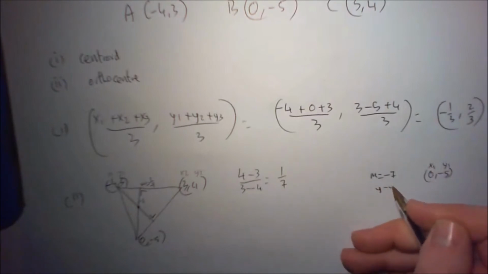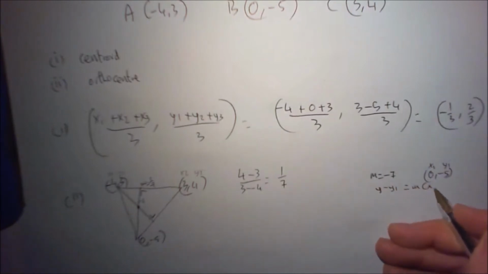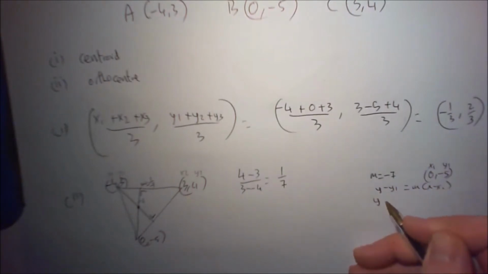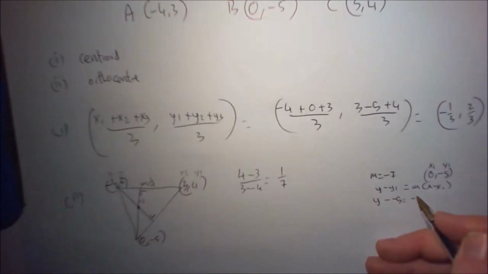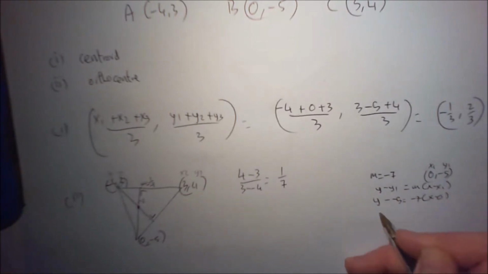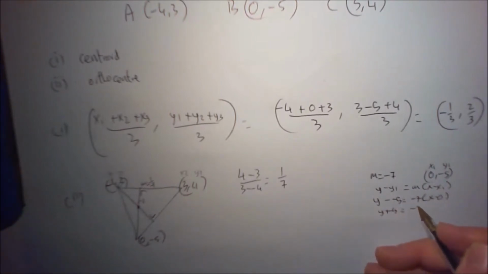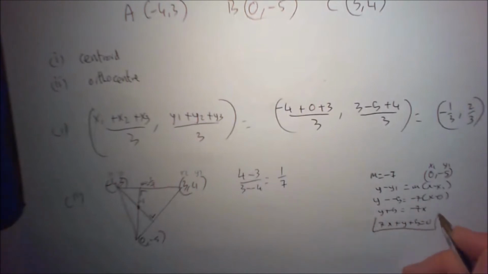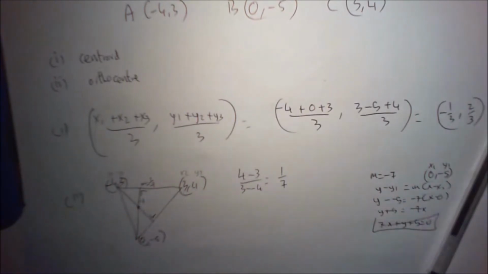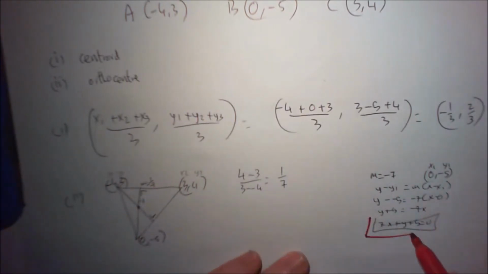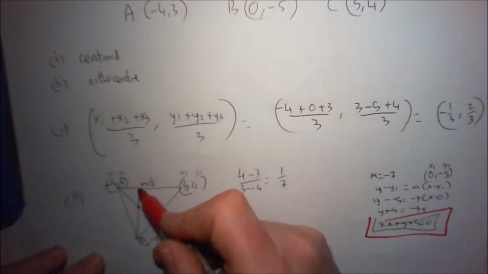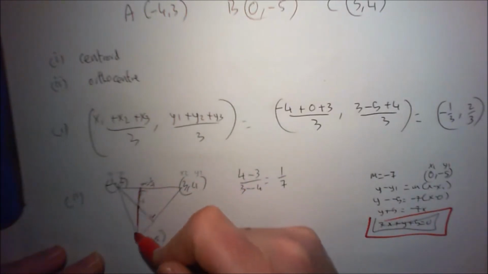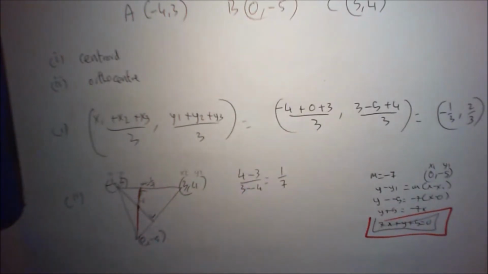in y minus y1 is equal to m on x minus x1. Y minus minus 5 is equal to minus 7 on x minus 0. Y plus 5 is equal to minus 7x. That's 7x plus y plus 5 equals 0. That's him done. So I'm just going to color him red and then color this line red. Okay, so that's him done.